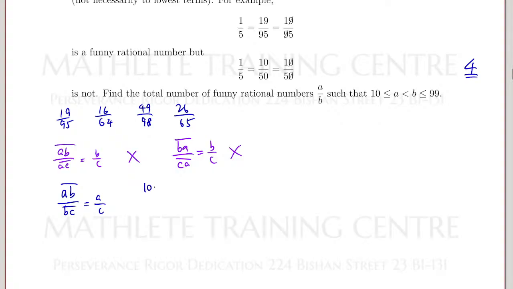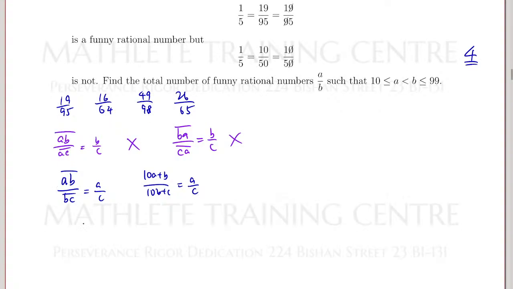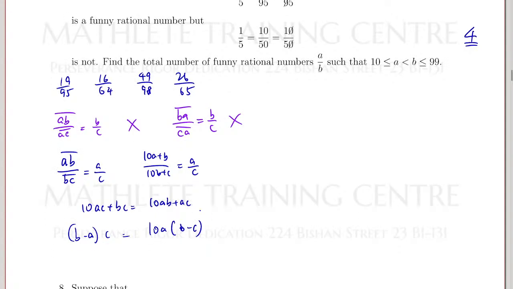So what we can do is write it as 10A plus B over 10B plus C equals A over C. Then we have 10AC plus BC is 10AB plus AC. Rearrange, and I'm going to bring this over to the right, because in all of our examples, B is bigger than A. So if B is bigger than A, I want to make sure this minus this is positive. So I want to get B minus A times C on the left, and 10A times B minus C on the right. B is always going to be the biggest digit among the three of them.